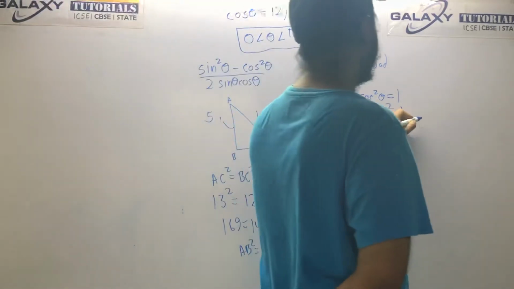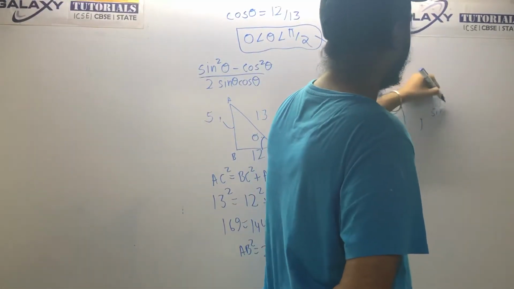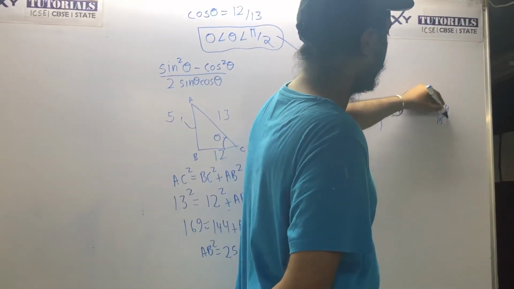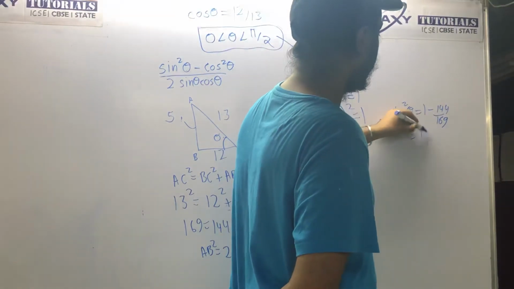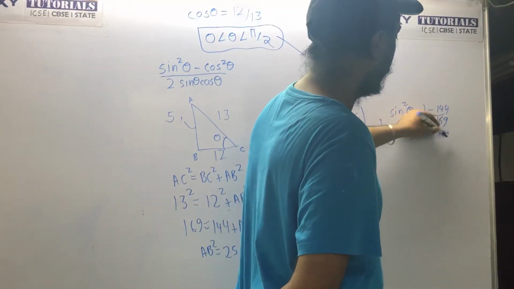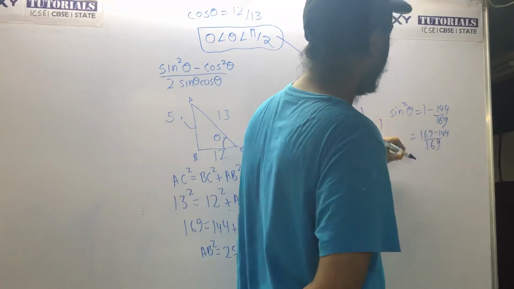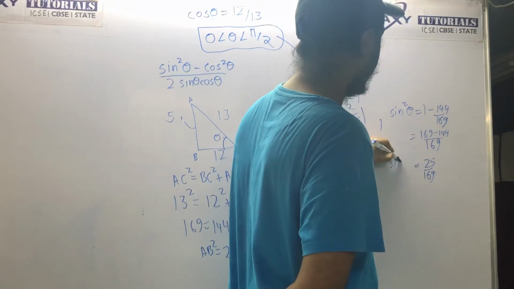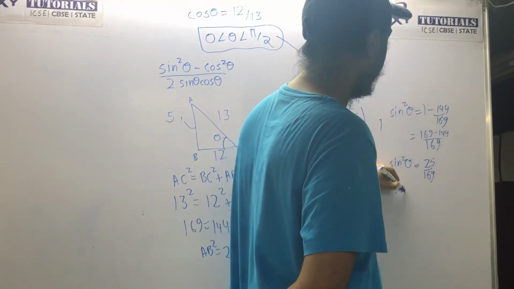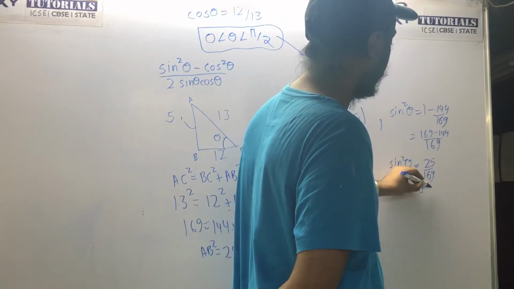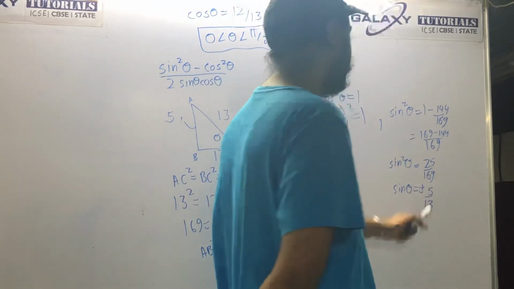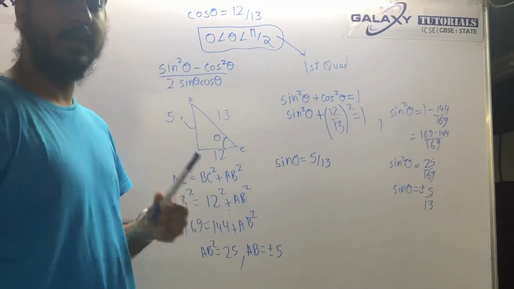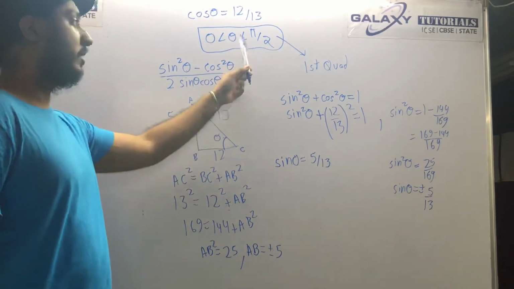Now this is just a simple equation. Sin square theta is equal to 1 minus 144 upon 169, or 169 minus 144 upon 169, or 25 upon 169. That is sin square theta. So sin theta will be what? Plus minus 5 by 13. So there are two possibilities, either plus 5 by 13 or minus 5 by 13. Which value will you take? You will take the positive value. Why? Because it is in the first quadrant.